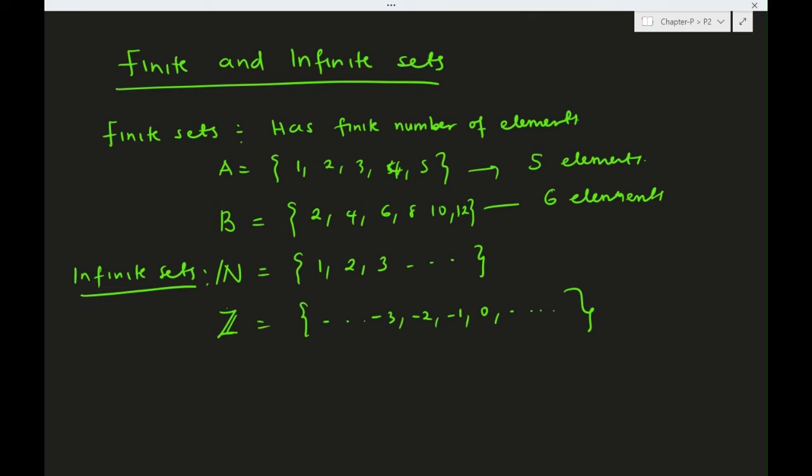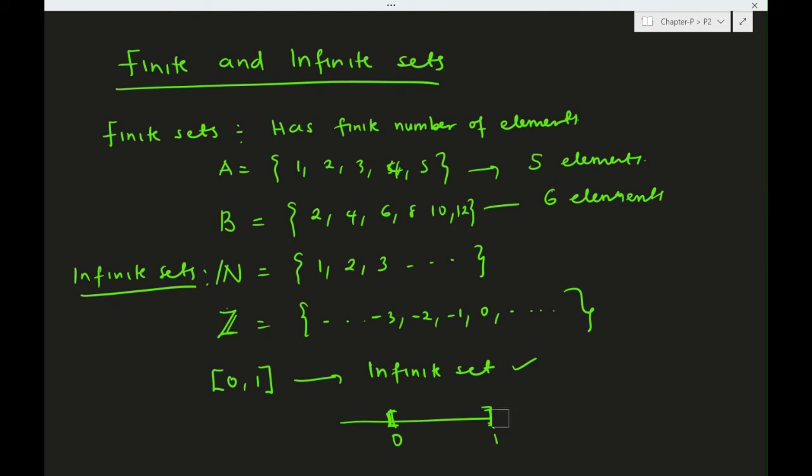So this type of set, where you cannot count how many elements they have, is called an infinite set. For example, if I give you the open interval (0, 1), this is also an example of an infinite set. Because this is telling you all the real numbers between 0 and 1, and we cannot exhaust them. We cannot count all the real numbers between 0 and 1.